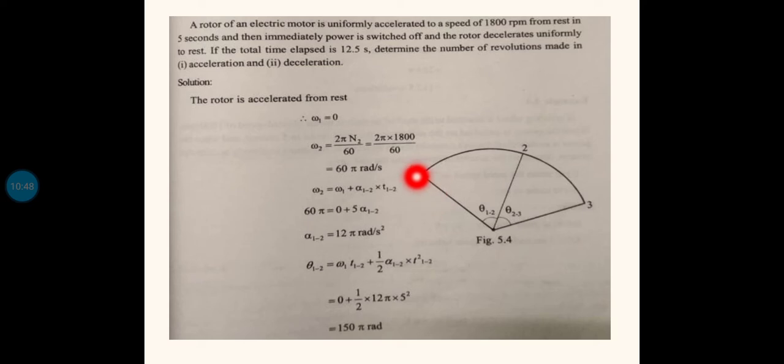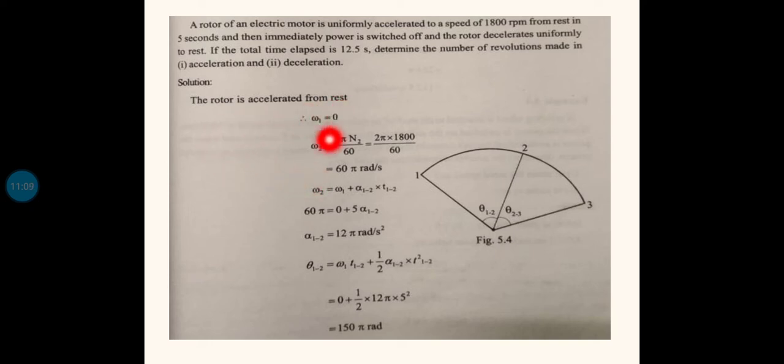Now, 1 to 2 is acceleration, and 2 to 3 is retardation. If the total time elapsed is 12.5 seconds, determine the number of revolutions made in acceleration and deceleration. We want to separately find the number of revolutions made during the acceleration and deceleration. Now we will consider the first acceleration part.